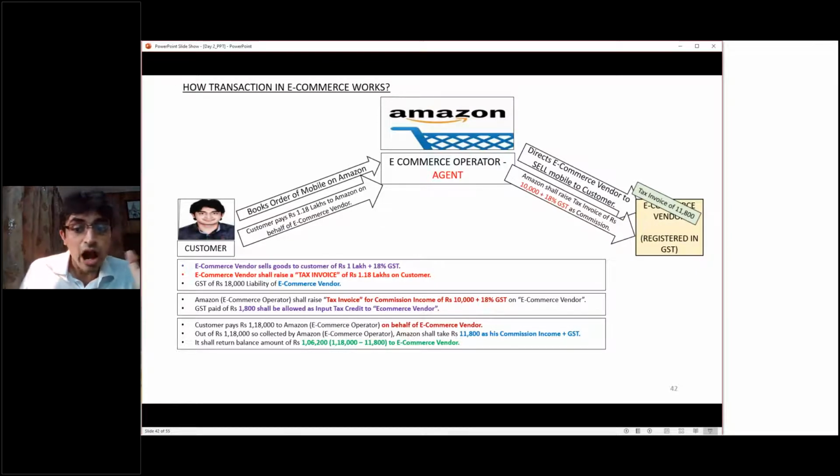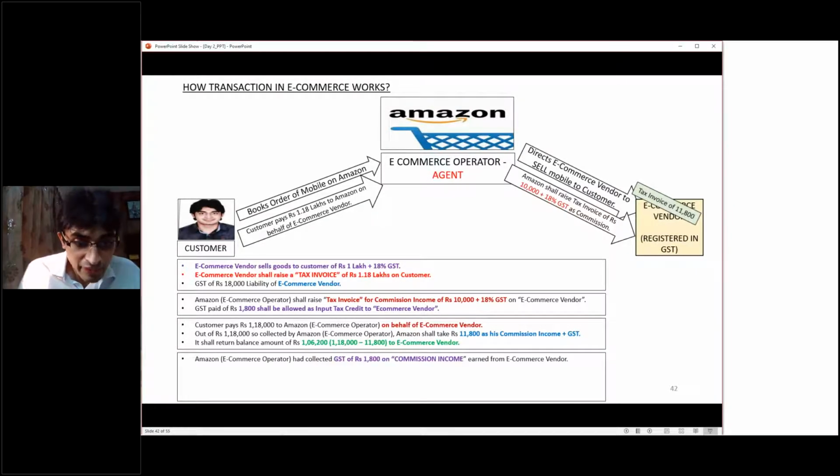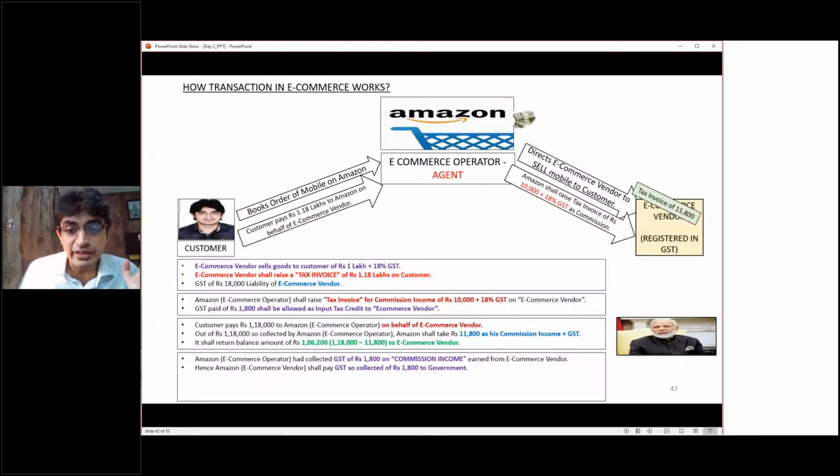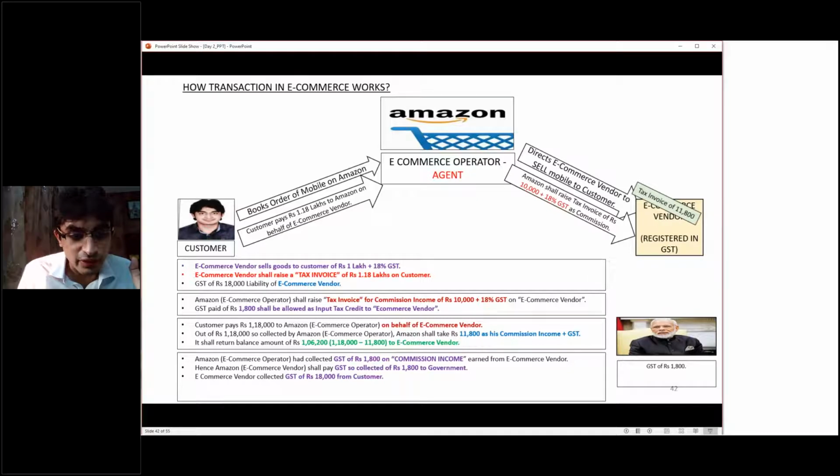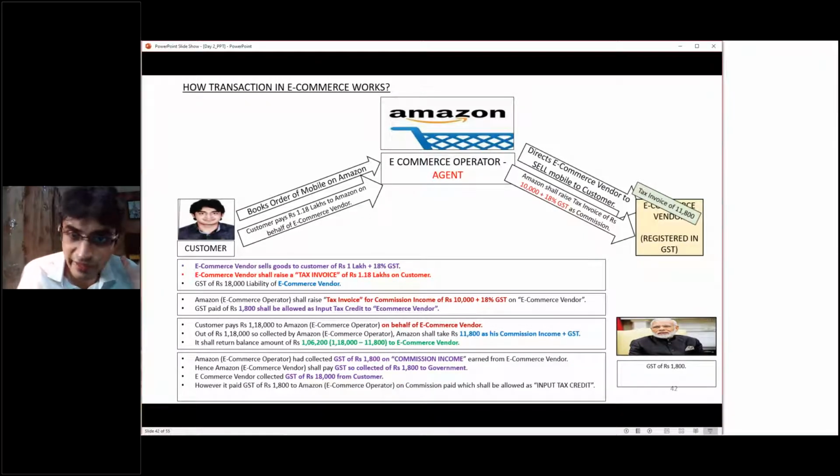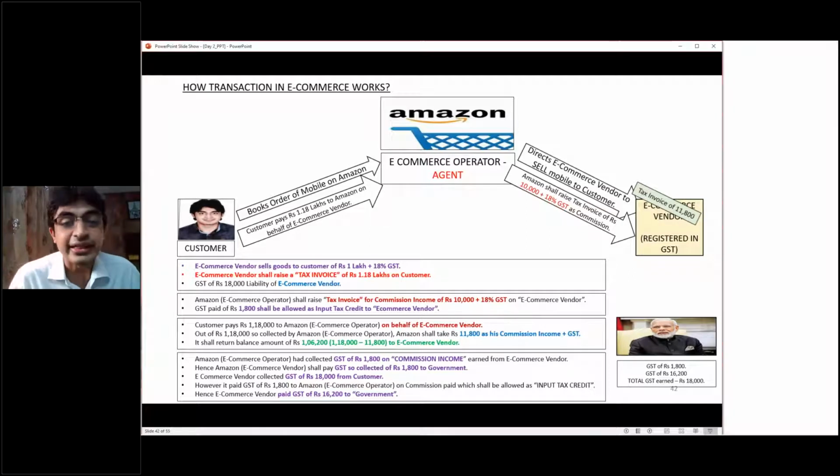Okay, now see how government earns. Amazon has collected 1,800 rupees GST from that vendor on commission. This it will pay to the government. Government received this 1,800. The vendor collected 18,000 GST from me on the invoice, and whatever 1,800 he paid to Amazon is allowed as input tax credit. So the vendor will pay only 16,200 to the government.